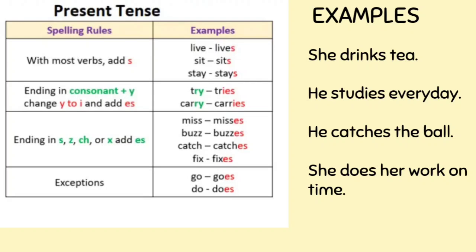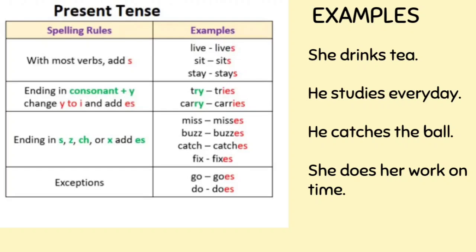Example, he catches the ball. CH is there, right? ES we will add. He catches the ball. There are some exceptions also. Look at the exception. Go. So you all know that O is a vowel. So after vowel, here we have used ES. So here this is the exception.